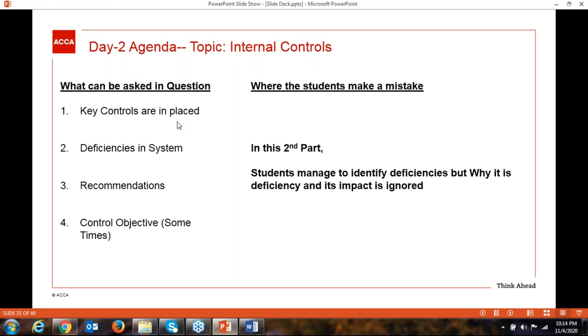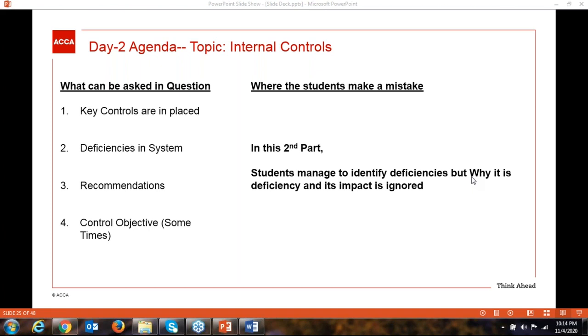So these are the key controls which are in place. These controls are placed by the management, or by the auditor? You can use the chat box as well to give me the answer. Yes, management. Everyone is right. So here you need to focus.